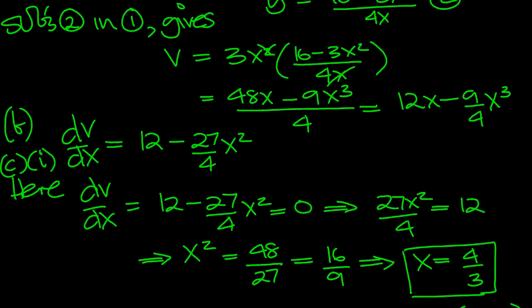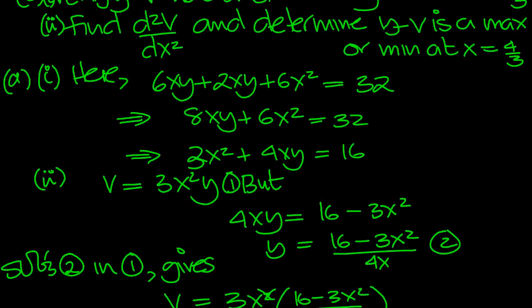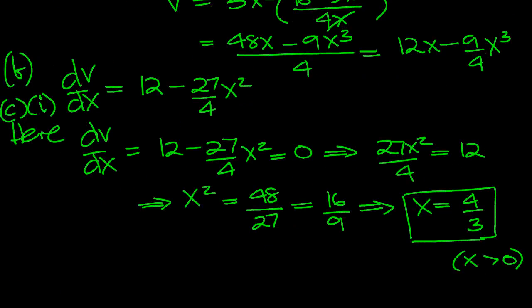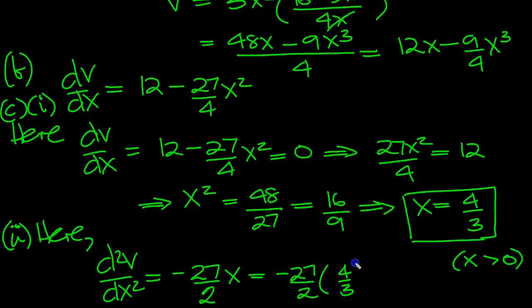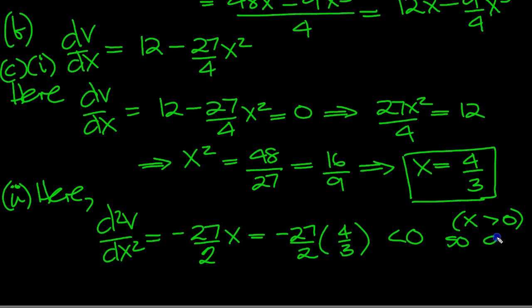Now the next part, final part of the question, C part 2, find the second derivative and determine if it's a max or min at 4/3. So part 2, here, d2V by dx squared then is equal to, differentiate this, that goes to 0, differentiate this power, the 2 comes down, so it's minus, and it will cancel one of the 2's under there to leave a 2 onto it. x, which equals minus 27 over 2 times 4/3, which is going to be less than 0. So max. So a maximum at x equals 4/3.